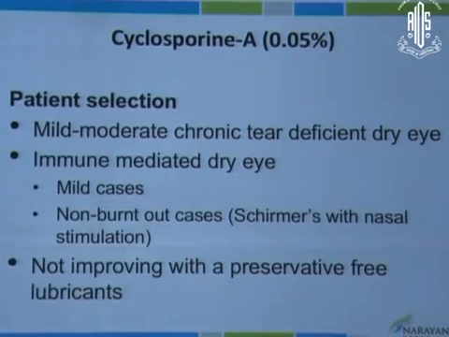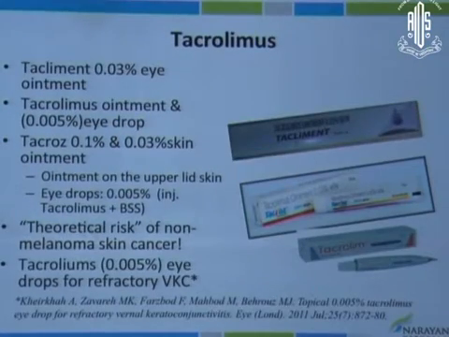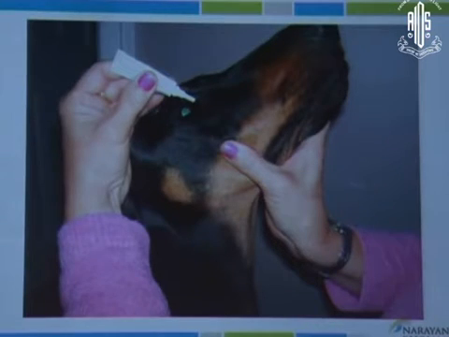Cyclosporin, we know, is best used in mild to moderate cases. So when we have early inflammation, or when it's not a totally burnt out case of dry eye, it's very important to select these kinds of eye drops which can help us reduce inflammation and further prevent the damage. Similar to cyclosporin, tacrolimus was in use for multiple other applications. It is quite widely studied in veterinary science and dogs. It has been clinically used for quite a long time.